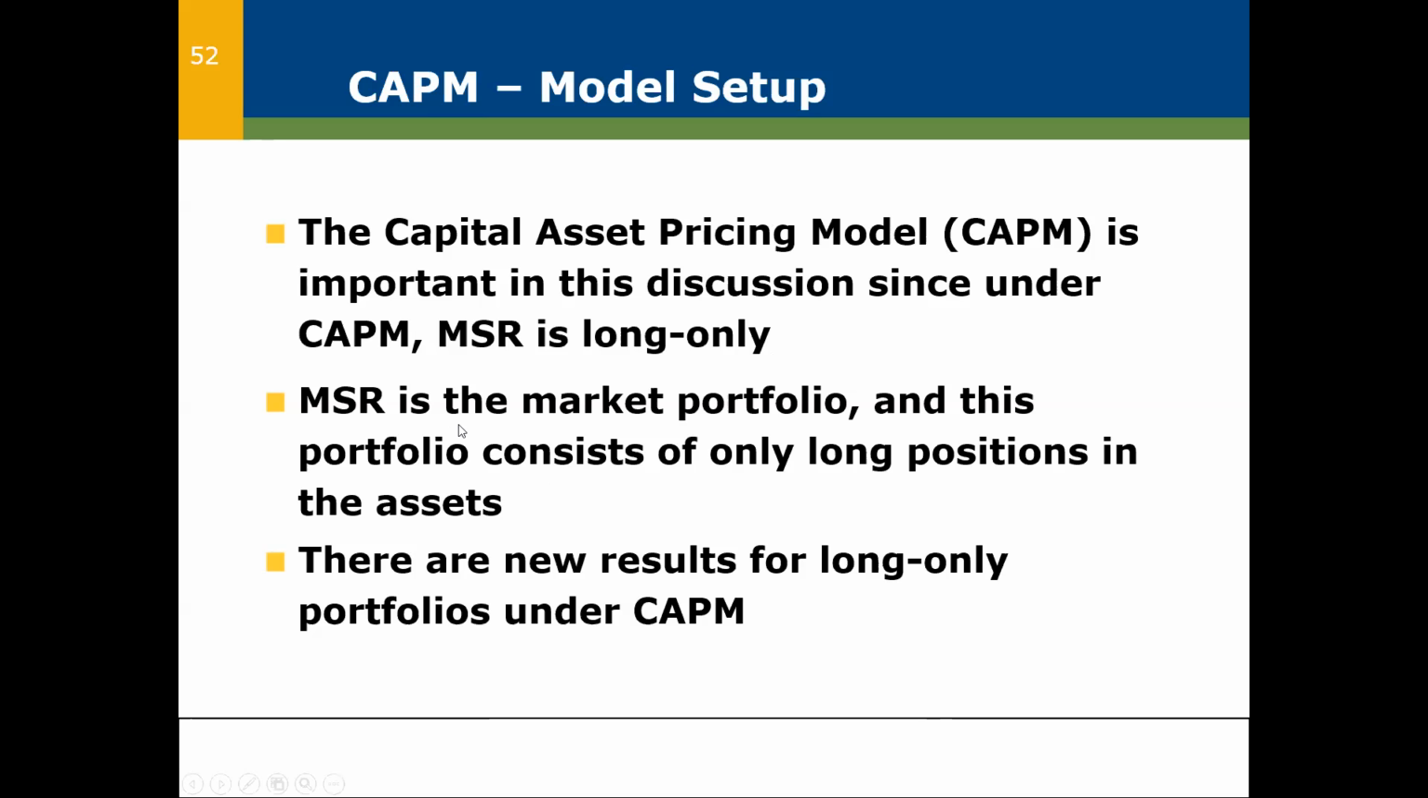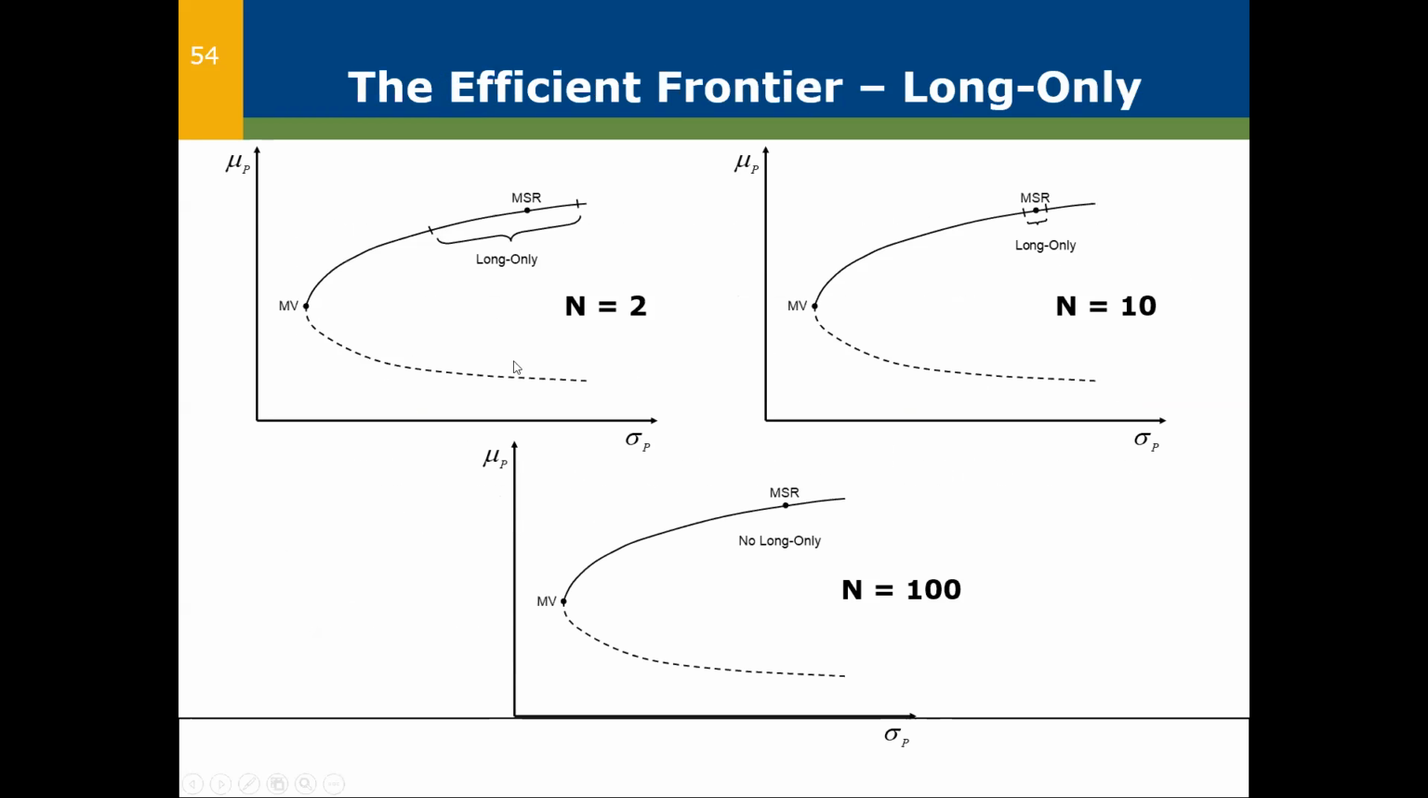So then the question is, if the market portfolio is in some sense an optimal portfolio, then shouldn't we find that the optimal portfolios we've calculated along the efficient frontier are long-only portfolios? So that's an interesting question to ask, and that's what we answer here.